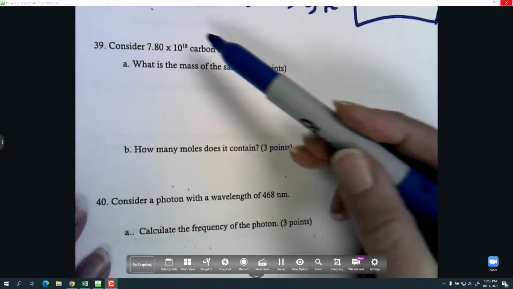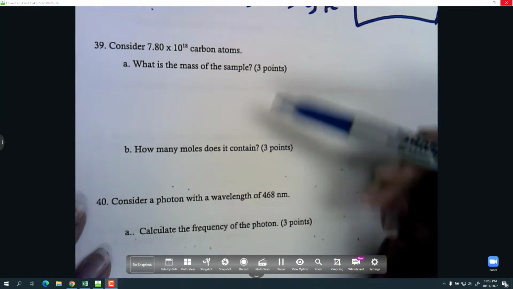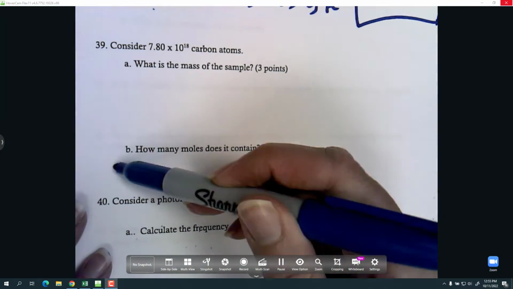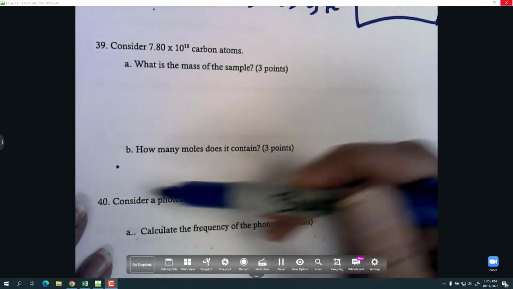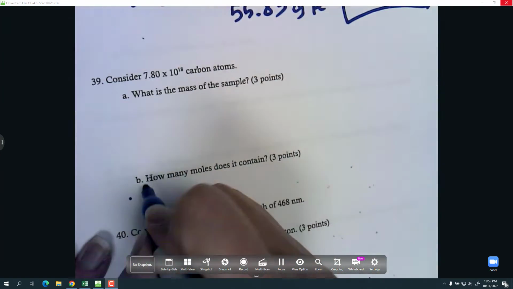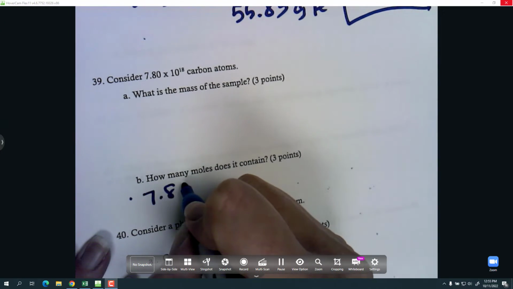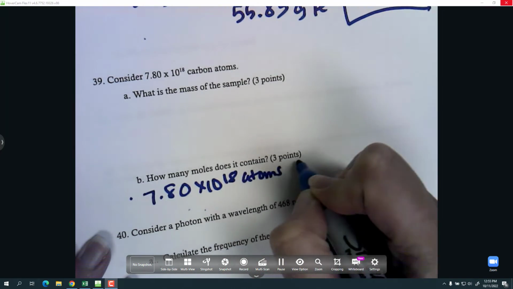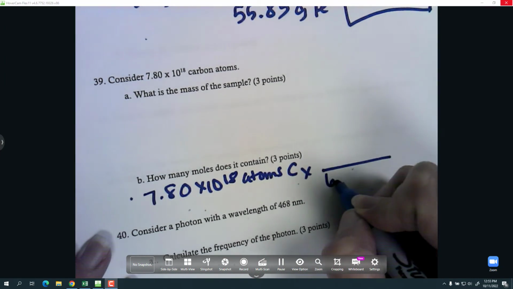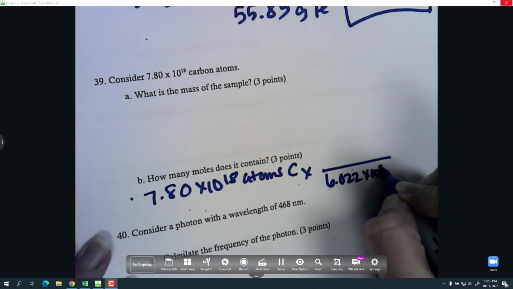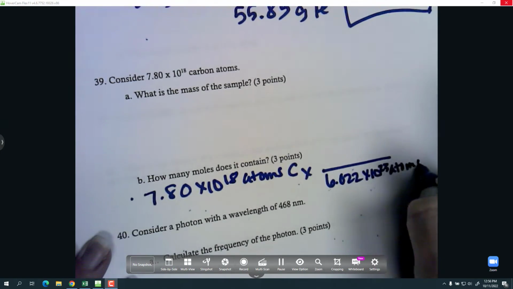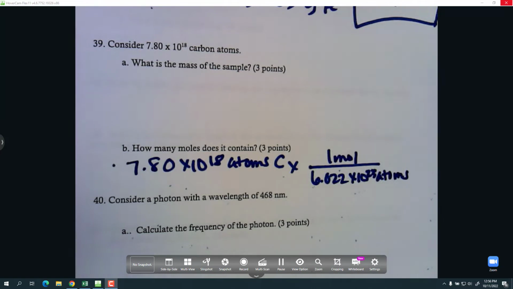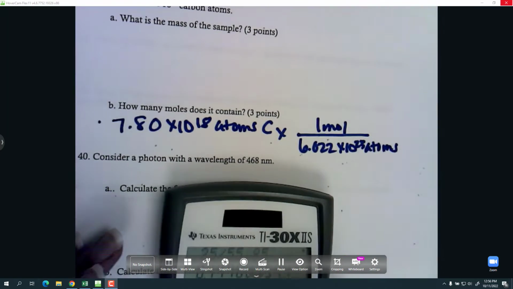All right, consider this many atoms. What is the mass and how many moles? I actually want to do this one first, right? So I need the moles to get the mass, and so I'm going to start down here. All right, so 7.80 times 10 to the 18th atoms of carbon. And I need Avogadro's number. Remember, that's the conversion between anything I can count, the individual units, and moles.